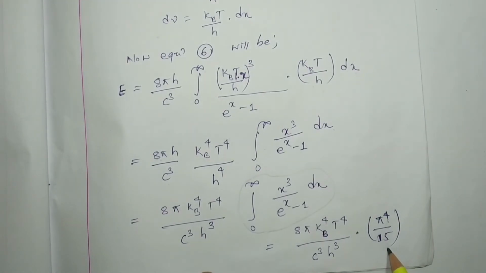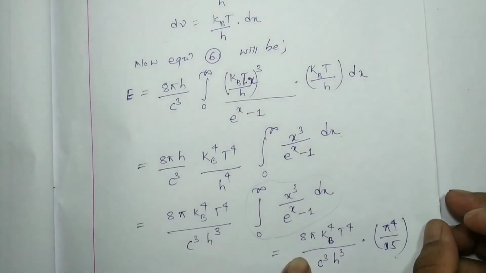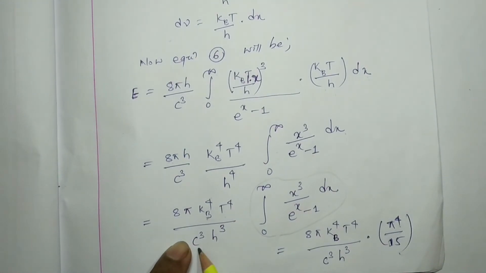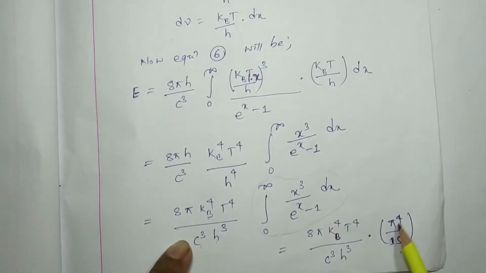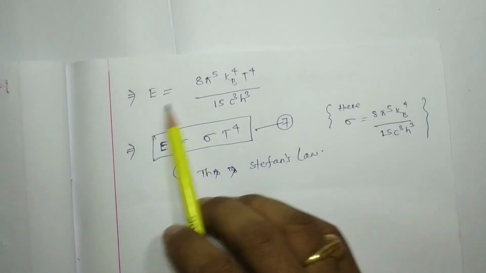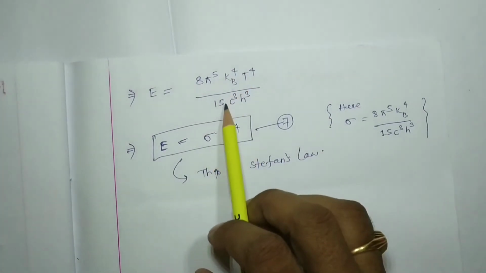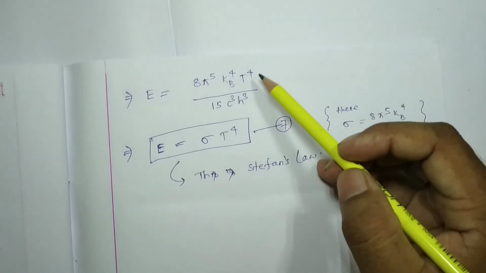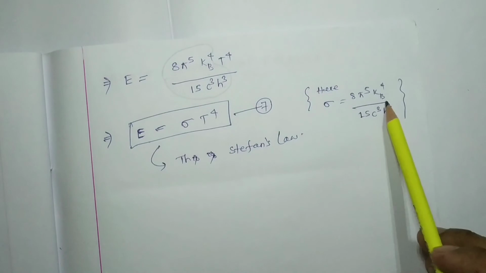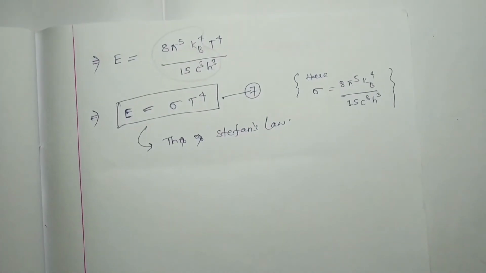Okay, so here we found that total energy equal to 8π kB to the power 4 T to the power 4 by h³ c³ into π to the power 4 by 15. So now E will be equal to 8π to the power 5 kB to the power 4 T to the power 4 by 15 c³ h³, or this much can be considered as a constant, sigma equal to this much, so E equal to σT to the power 4. This is nothing but called your Stefan's law.